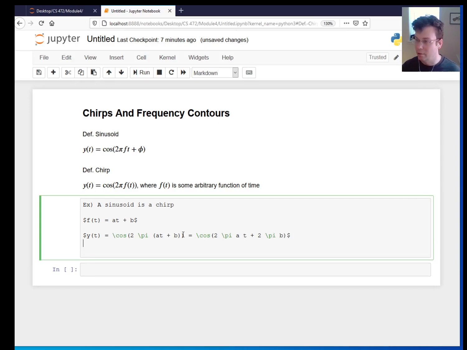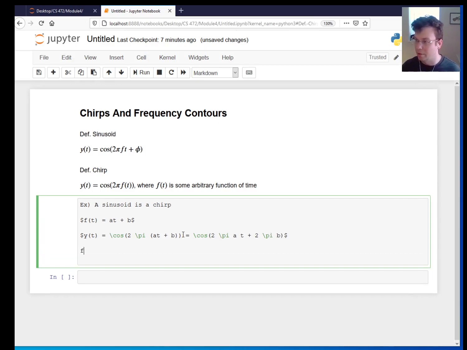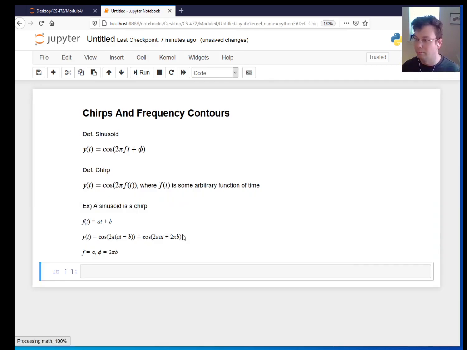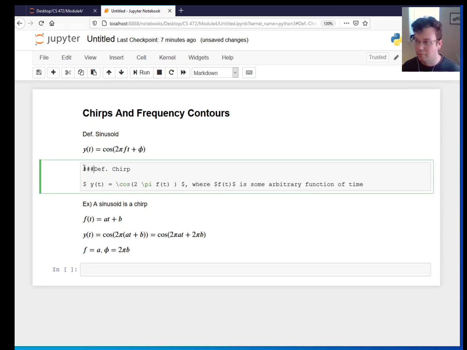And what I notice then is that, yes, that's a sinusoid where the frequency is a, and the phase offset is 2 pi b. So cool. I just defined something more general than a sinusoid because I was able to construct a sinusoid in the framework of a chirp.